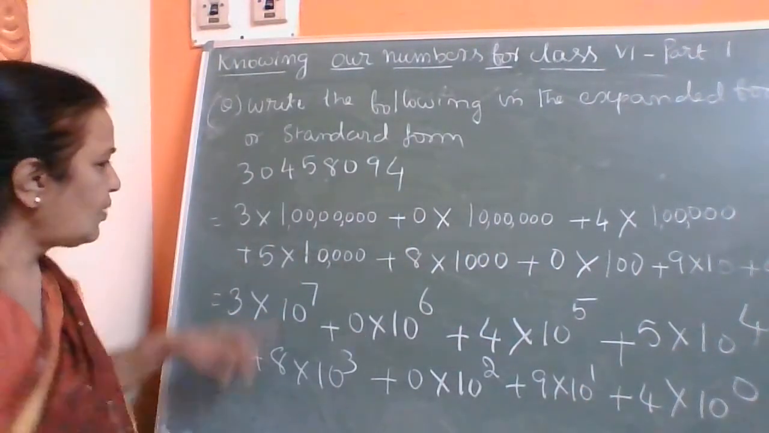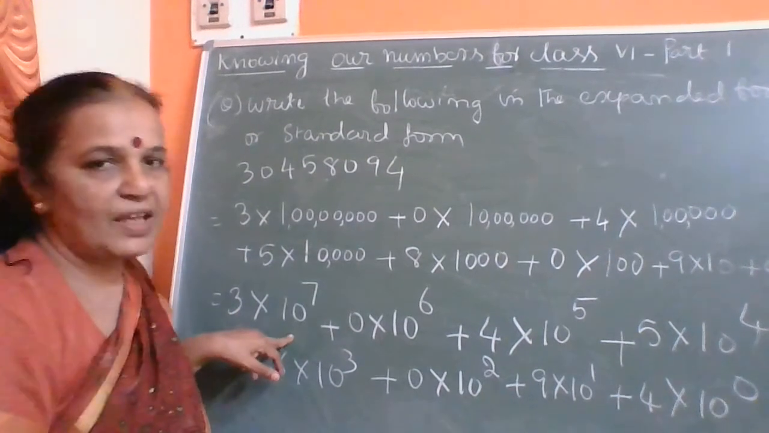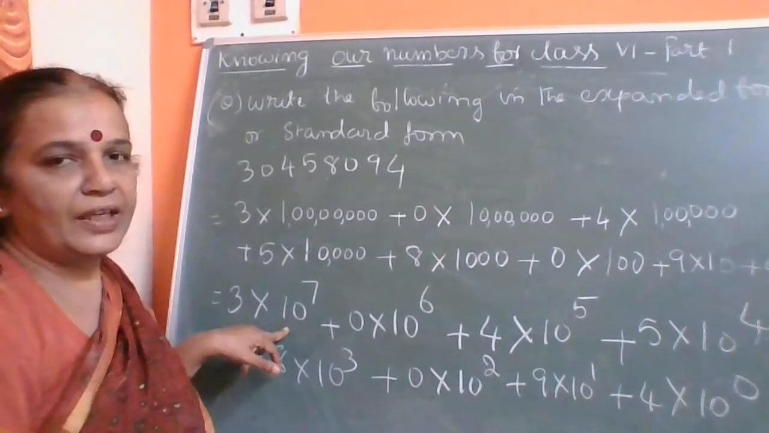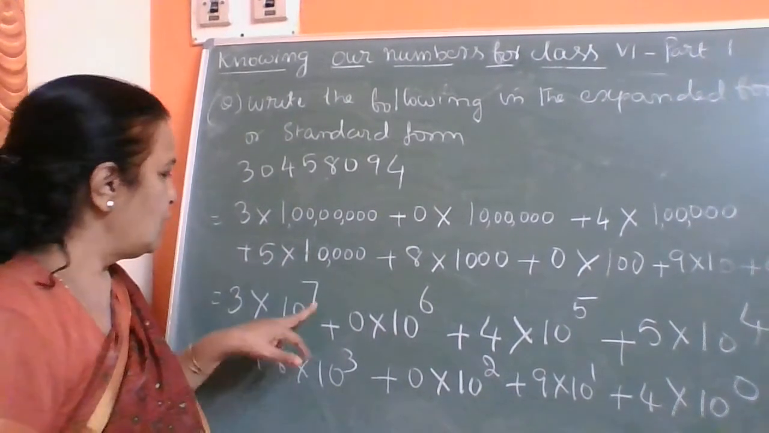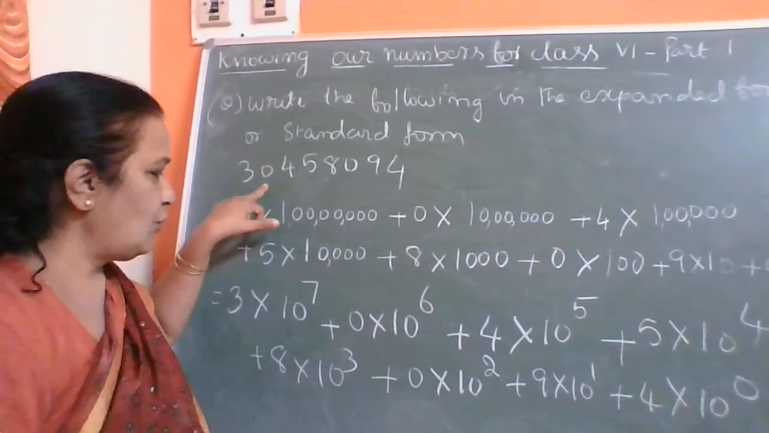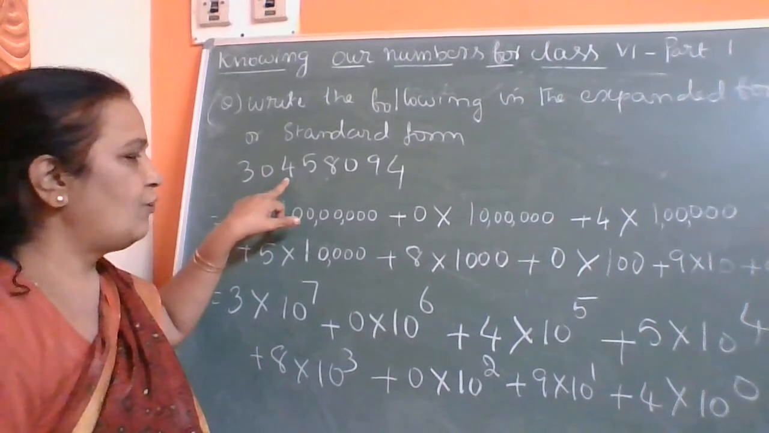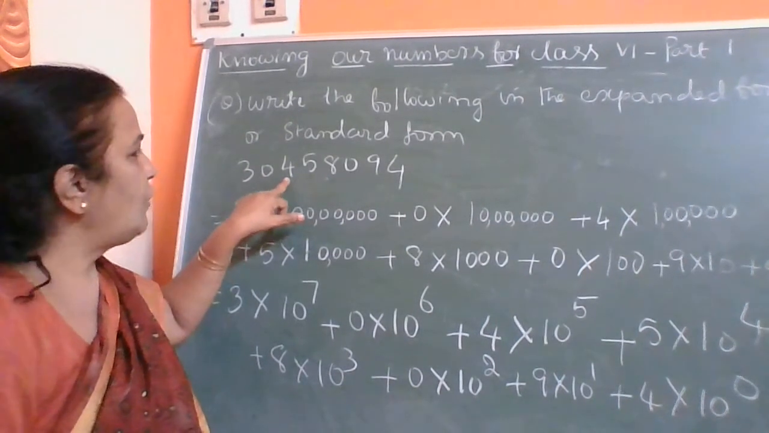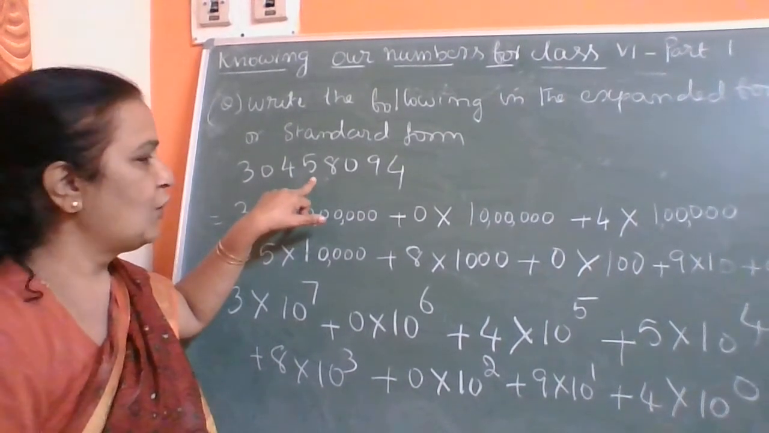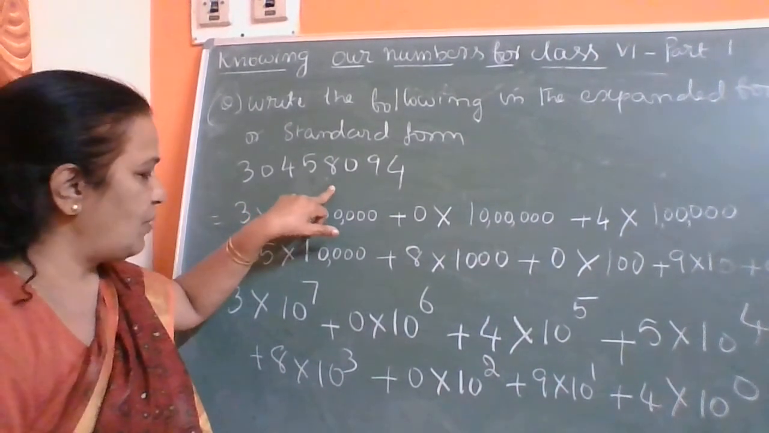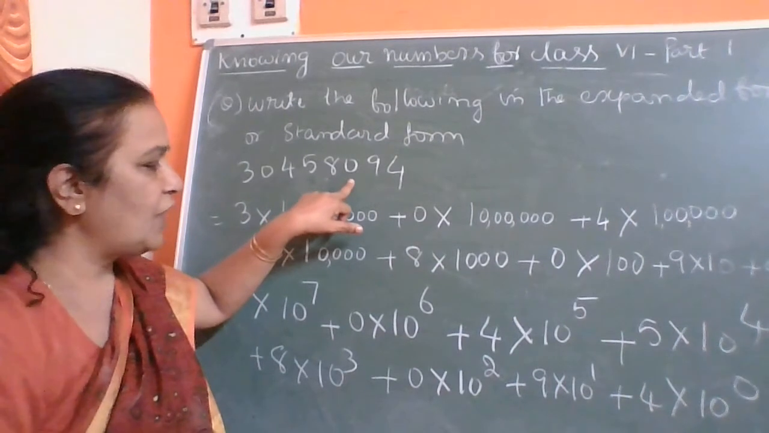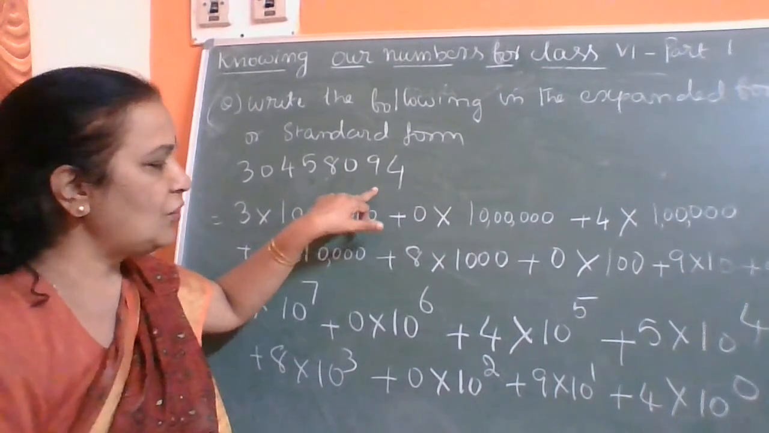Here 10 to the power of 7 means 10 into 10 into 10. If you multiply 7 times, you will get 1 crore. And then here 0 into 10 to the power of 6 and 4 into 10 to the power of 5 and 5 into 10 to the power of 4. And then here next is 8 into 10 to the power of 3, and 0 into 10 to the power of 2, and 9 into 10 to the power of 1.